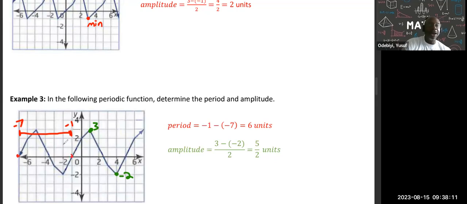Okay, that's the cycle. So that means the period, how long it took, it went from -7 to -1. So the period is basically the difference between. I go from -1 to -7. My period is 6 units. And then my amplitude is the midpoint, the halfway point between the max and min. Okay, so my max is 3, my min is -2. So 3 minus -2, divide that by 2 gives you 2.5. Okay, 2.5 is my amplitude.